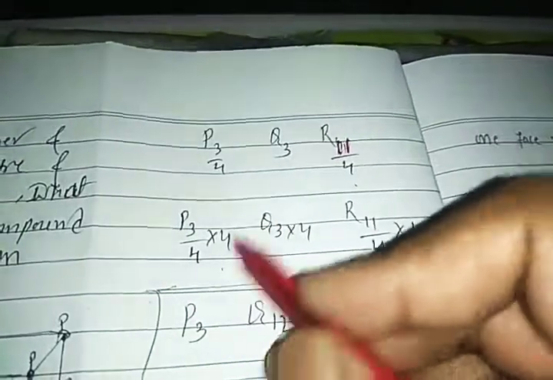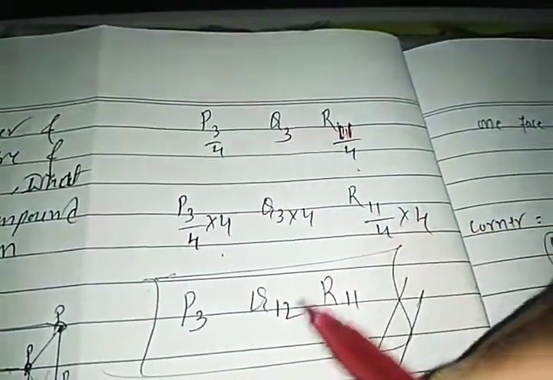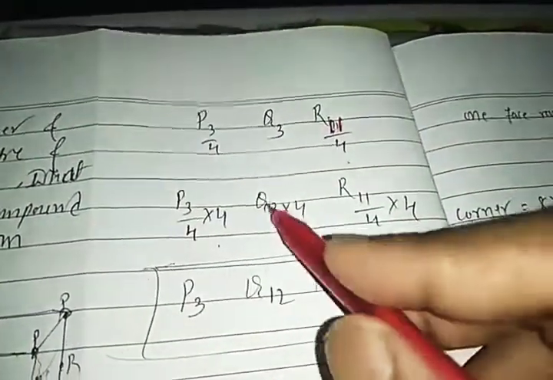So this whole value is multiplied by 4. The 4s get cancelled. So P3, Q12 and R11. Right, students? So this is our exam answer.